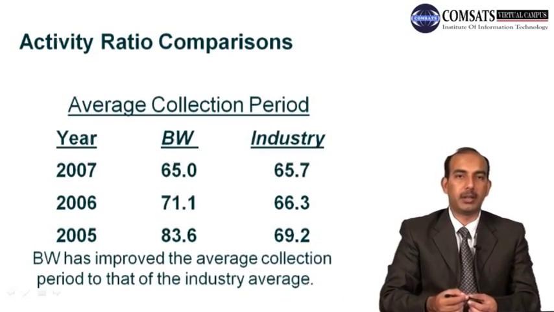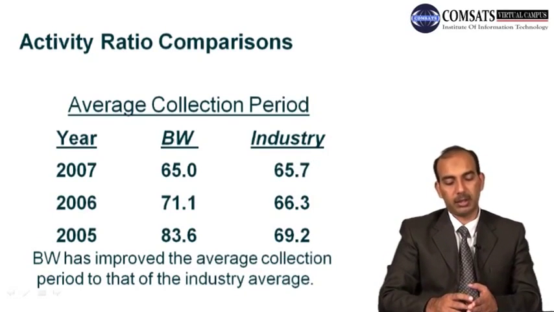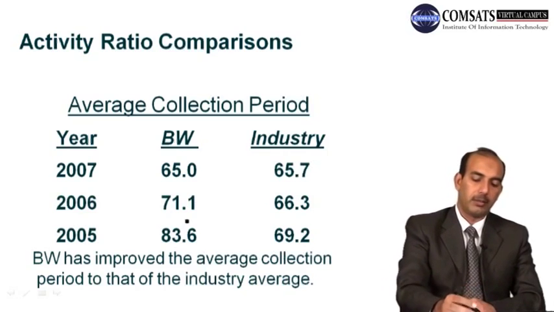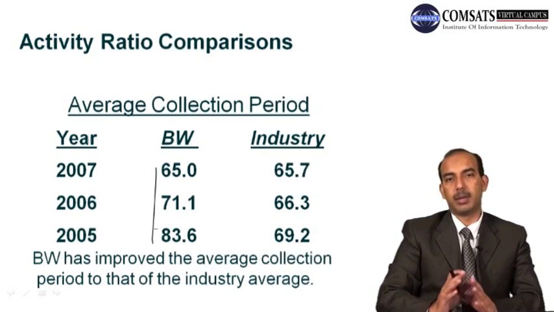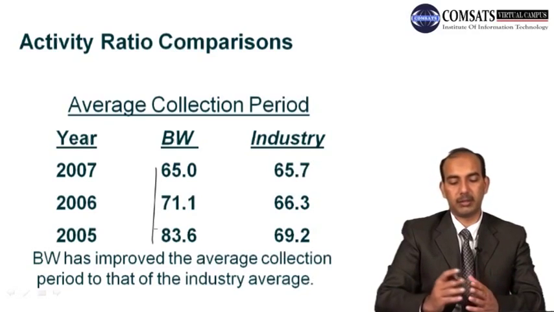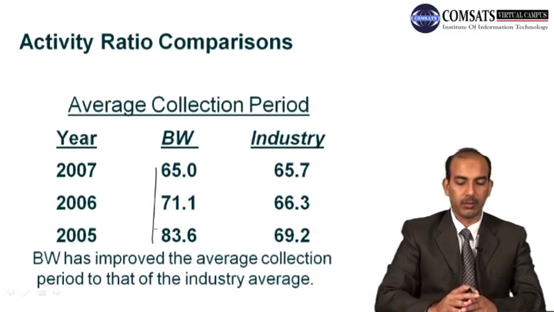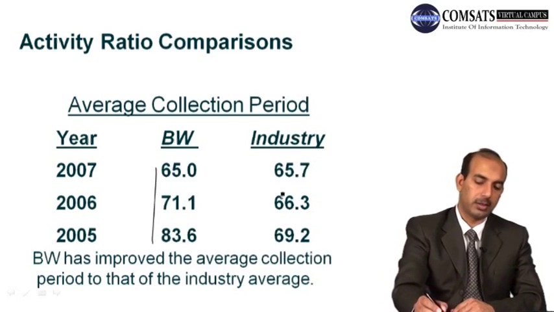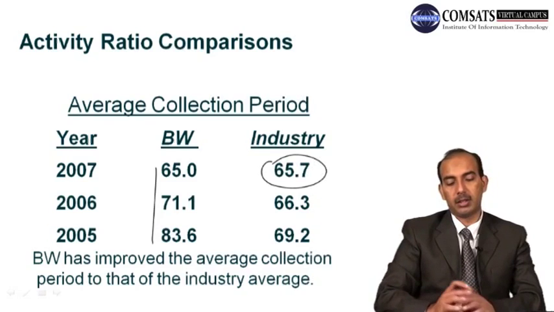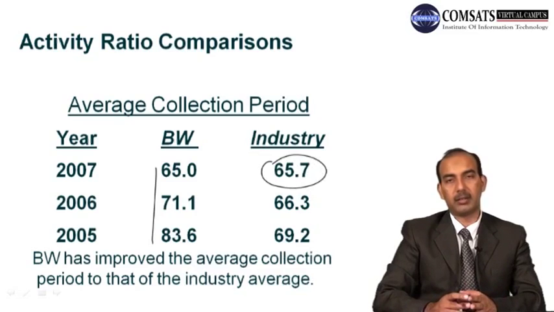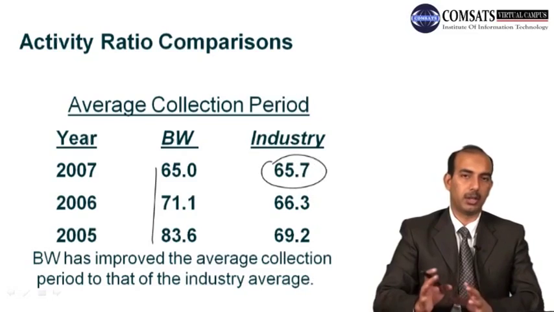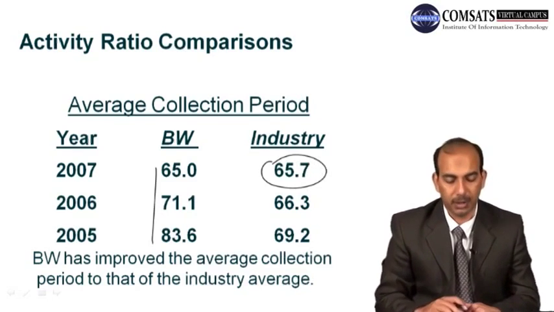And now let's see what is happening in the industry or the related kind of firms. So the average collection period for the basket vendors, what we have used as an example here, is reducing. It means it is improving. The firm is now getting capable of receiving its receivables in fewer and fewer days, whereas the industry average remains around 65-66. So it means the firm is achieving the industry average, and the firm has improved the average collection period to that of the industry average. It means we are now almost equal to the industry average, and before that the firm's performance was not good.